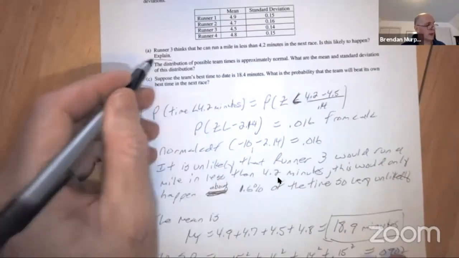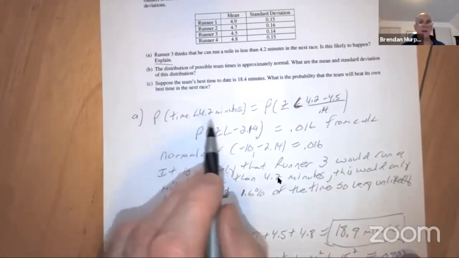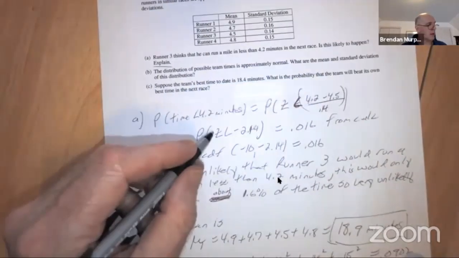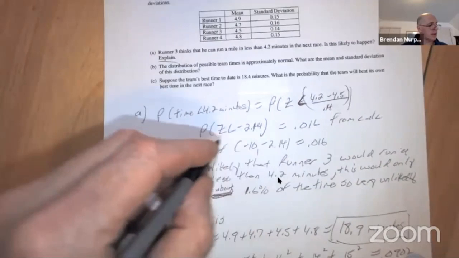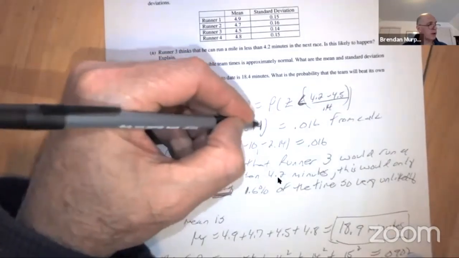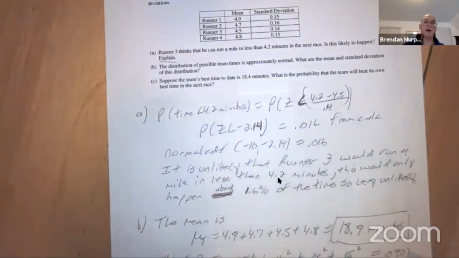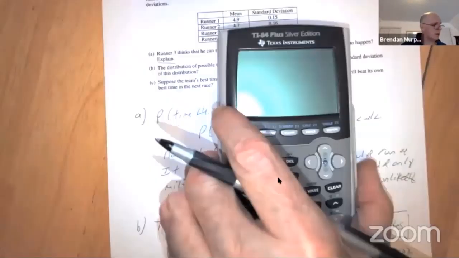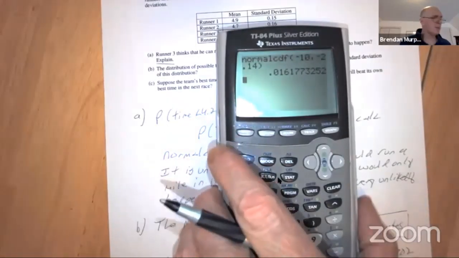Explain. So I said the probability that the time is less than 4.2 minutes is the probability that his z-score is less than, and I just calculated a quick z-score, 4.2 minus 4.5 over a standard deviation of 0.14. What's the probability that the z-score is less than -2.14? Or more than 2.14 standard deviations below the mean. So I just went to my calculator real quick.